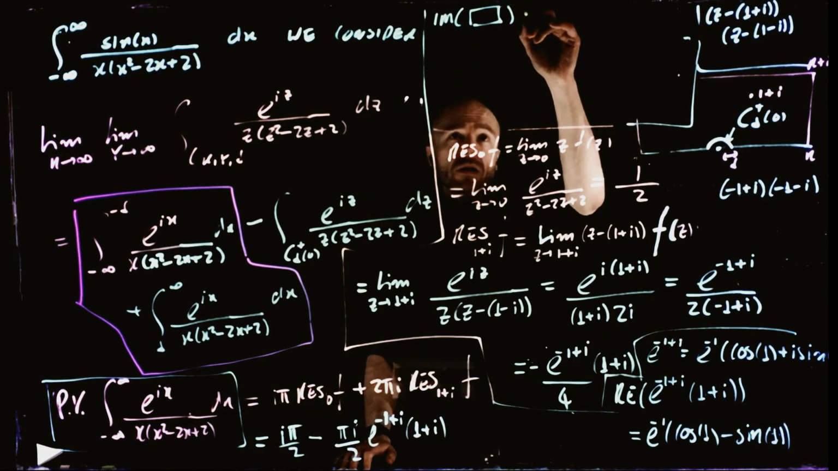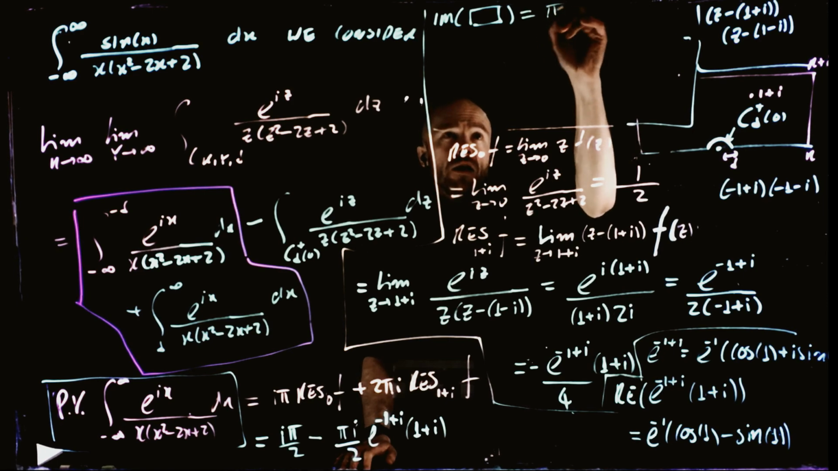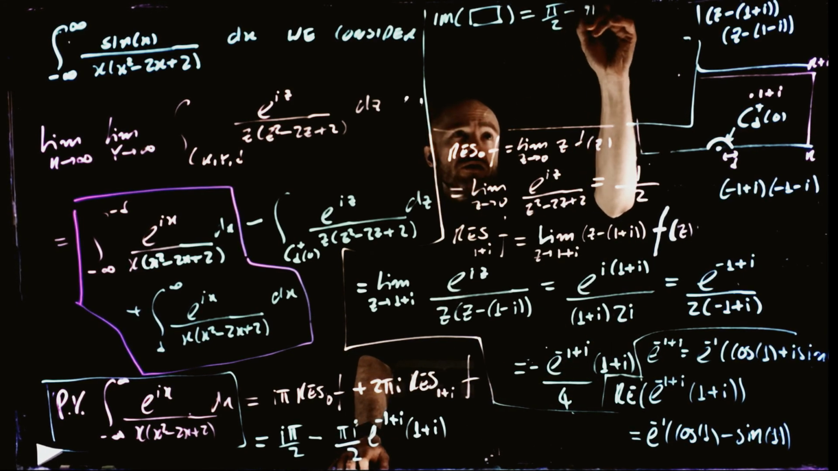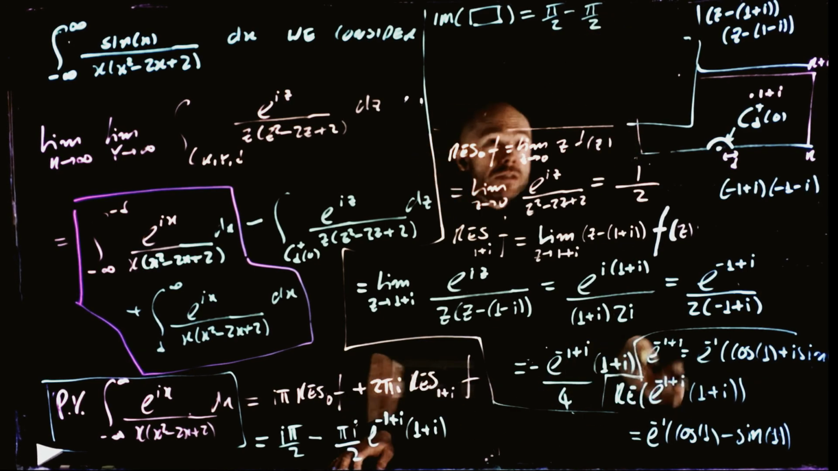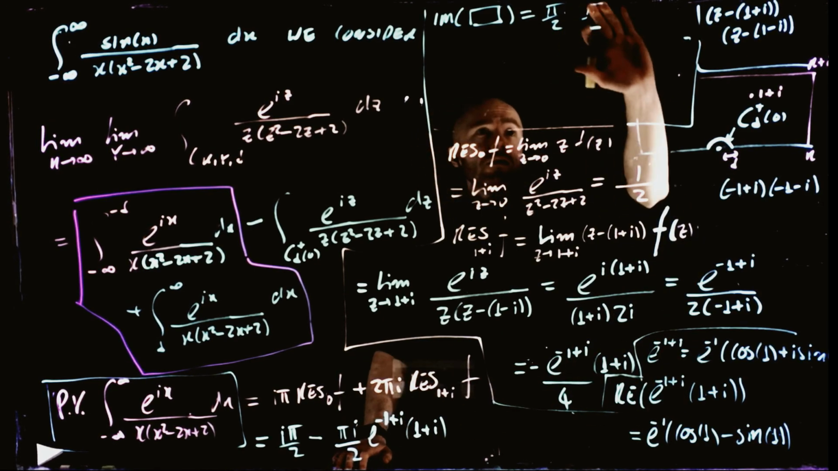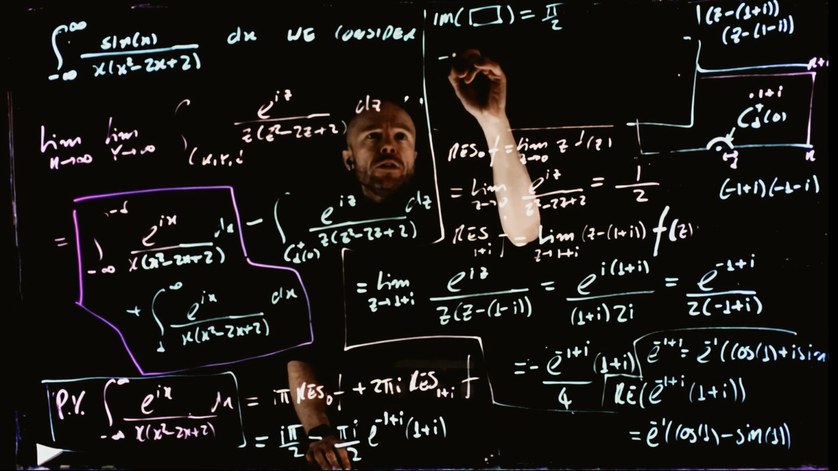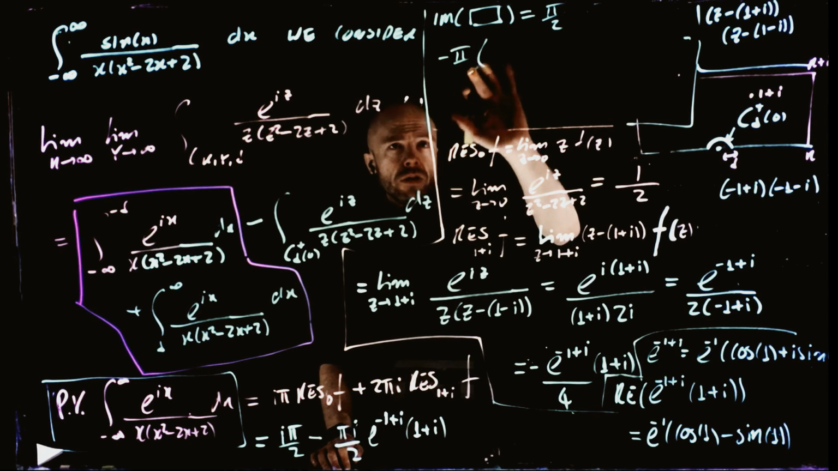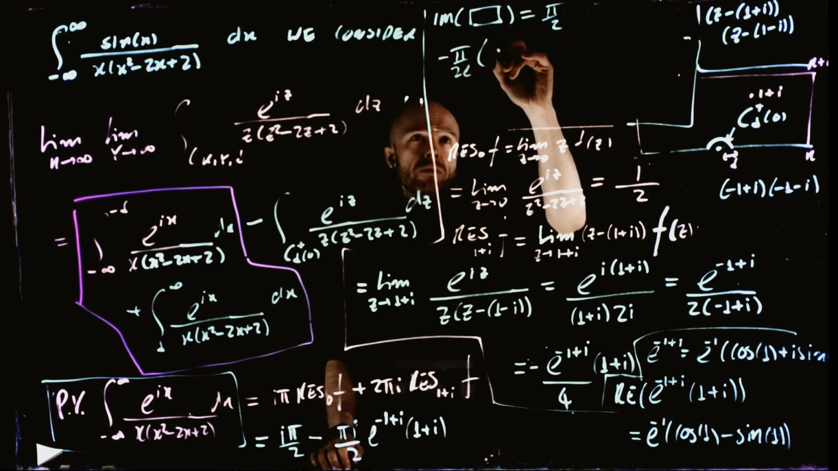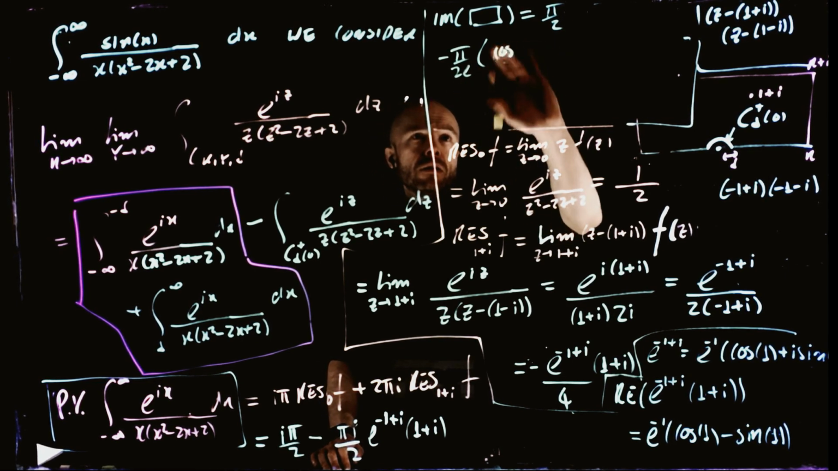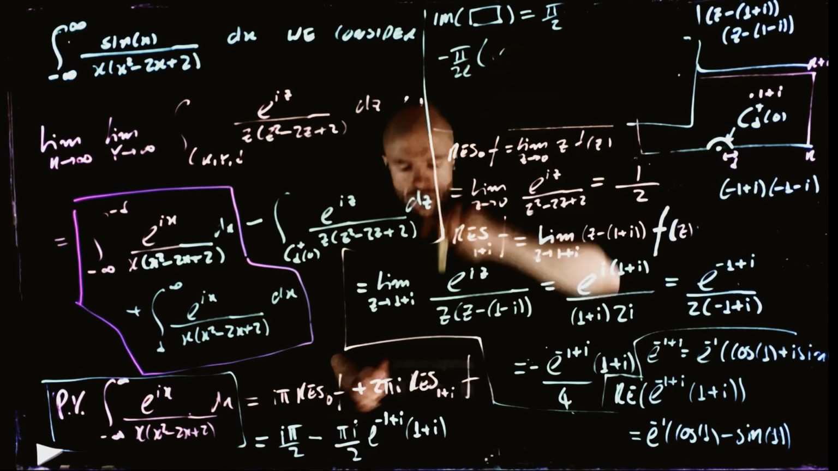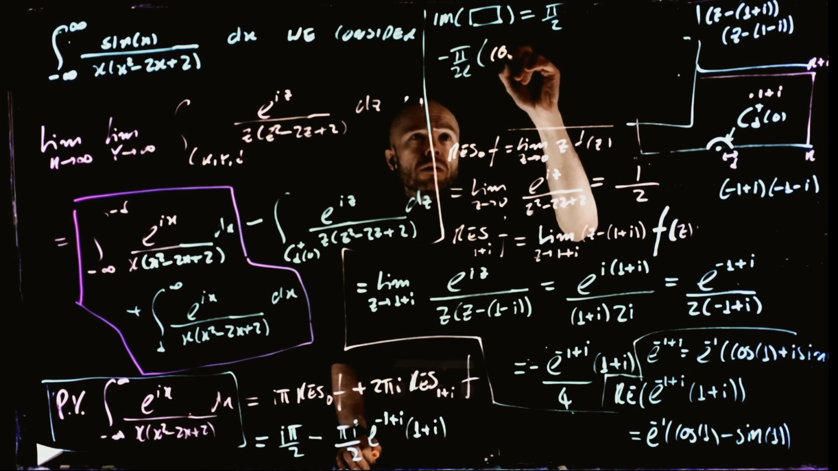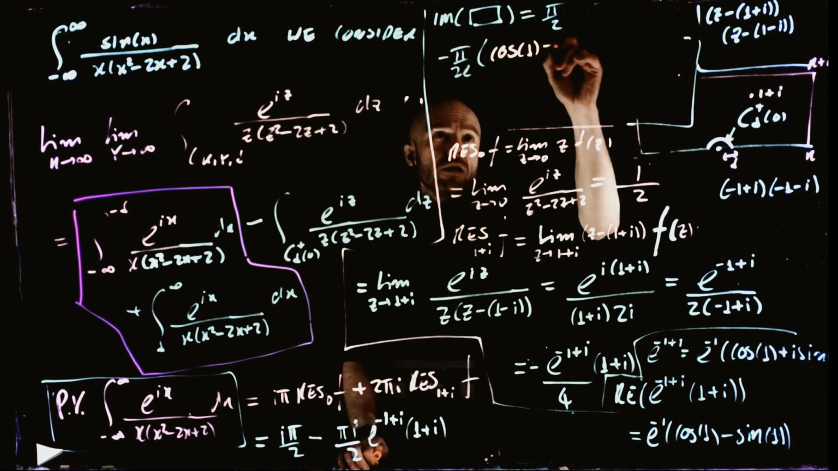So it's going to be pi over 2 from this thing, and then it's going to be minus pi over 2 times this thing over here. I want to put it down because it's too long. So minus pi over 2 times, let's put the e over here, 2e times cosine of 1, pen down, cosine of 1 minus sine of 1.